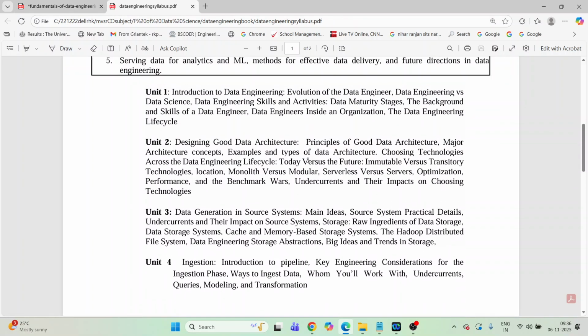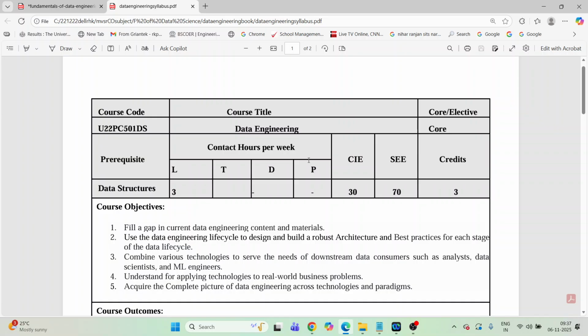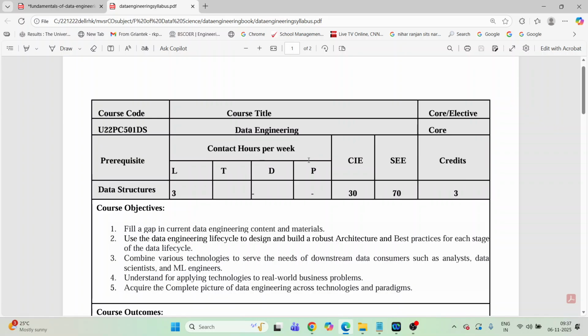So let me start my session. Just confirm whether the screen is visible or not. Am I audible or not? One of you confirm, please.